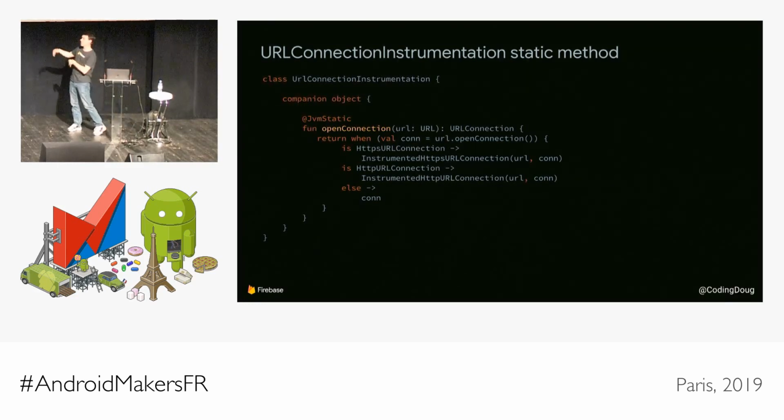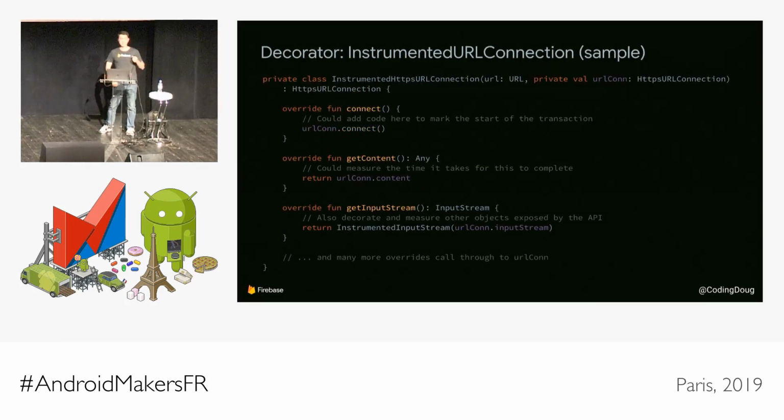So I will not wrap. I will not do anything with, say, FileURLConnection or any other type of URLConnection out there. Only HTTP I'm interested in. So these are now being wrapped. And inside the decorator itself, that's when I have a chance to intercept all the method calls that the developer could be performing on it.